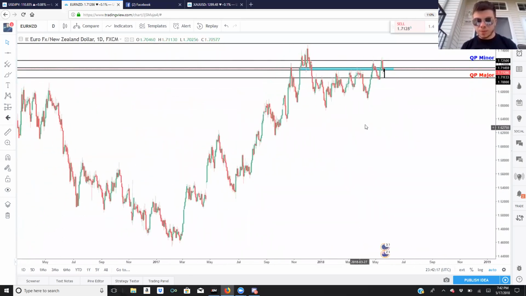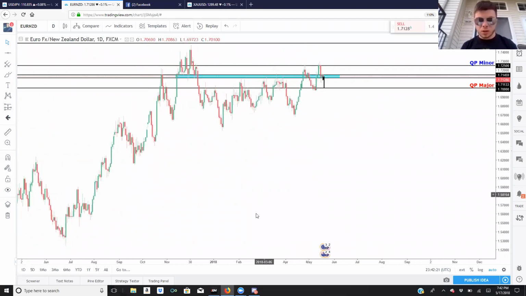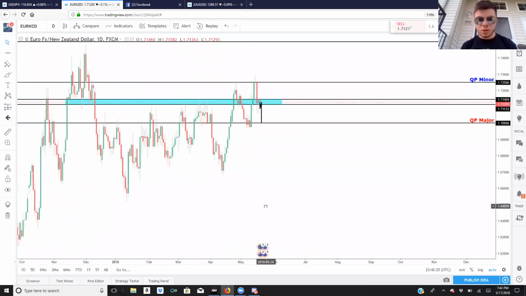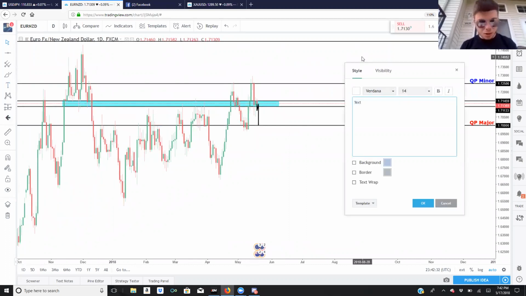On this day chart, pretty much all I'm looking for is my major and minor quarter points. We're going to type them up real quick: major quarter points, and then I'll abbreviate everything else underneath.